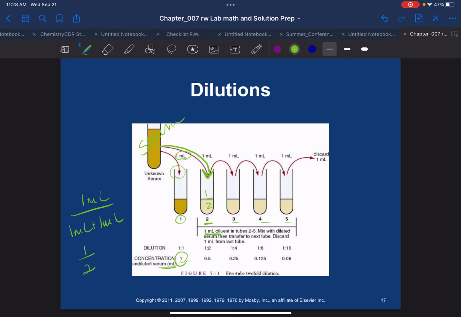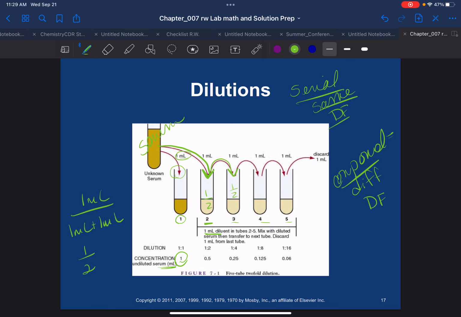The dilution factor would be 2 in this one. Then there's a compound dilution, but serial dilutions have the same dilution factor, while compound dilutions can be different. Compound equals different. Serial dilutions have the same dilution factor. So let's say we take 1 milliliter of our 1 to 2 solution, and we've already got 1 milliliter of diluent in here, so we've made another 1 to 2 dilution.